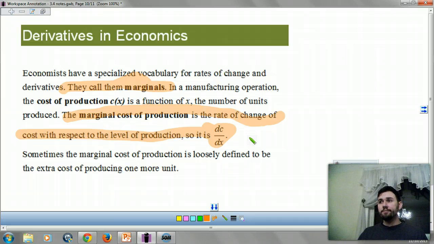That's kind of like, if we make one more unit, what will that cost us at that given point? So if you take business calc, you'll see where it's used more. But let's do one example.